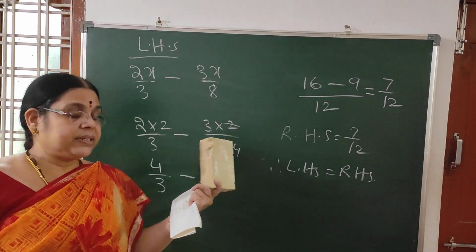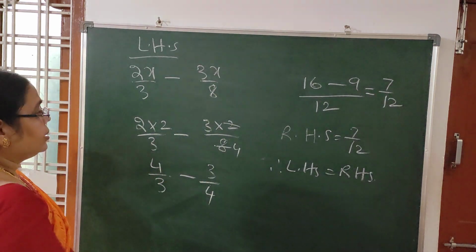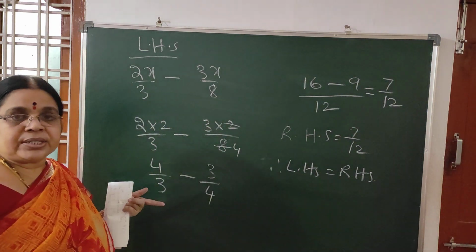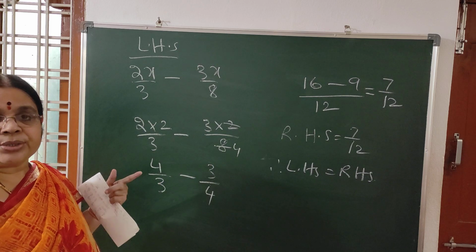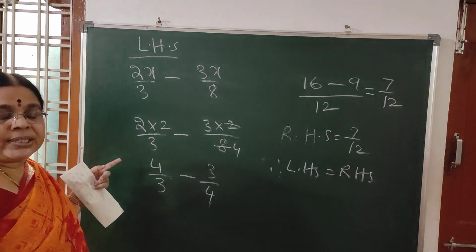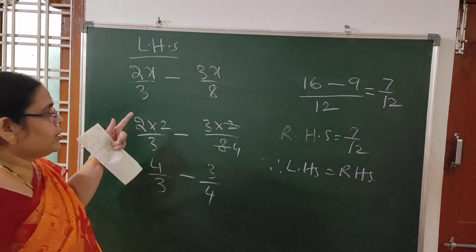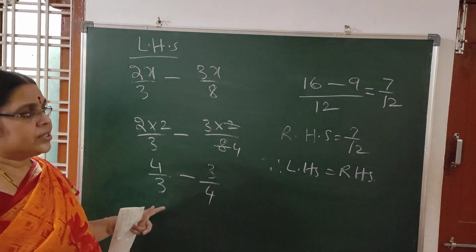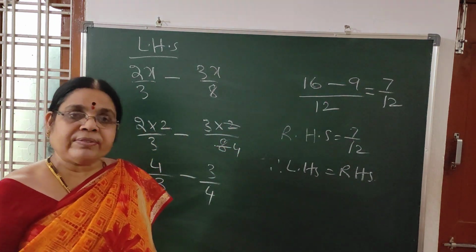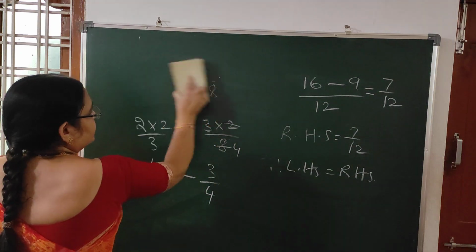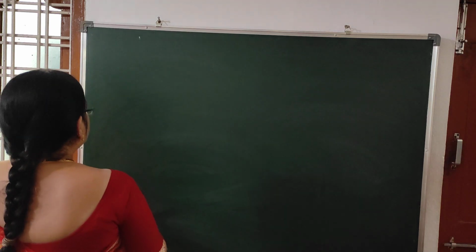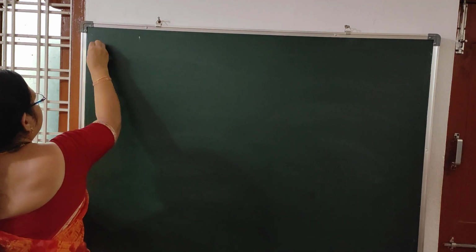2x by 3 minus 3x by 8 are different denominators, so take LCM and then for simplified LHS you will get x value. You are asked to also verify your solution. So in LHS only you have a variable x. So substitute x is equal to 2 in LHS. You are getting 7 by 12. RHS is also given as 7 by 12. Therefore LHS is equal to RHS. Hence it is verified. Now I am going to next sum, seventh sum.